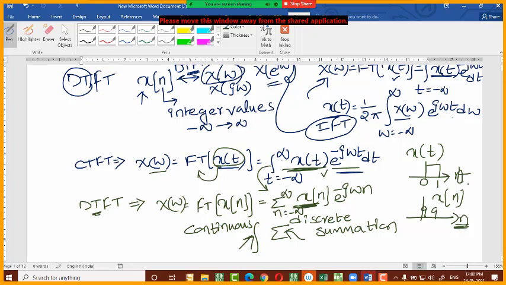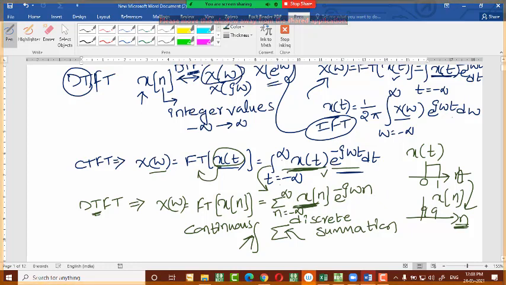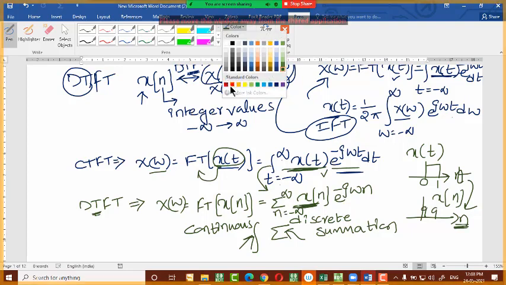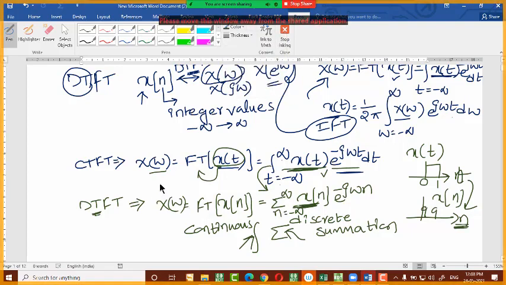So every t value is changed with n. Here also e power minus j omega t was there, and here I have written e power minus j omega n. If integration is there, we write dt. For sigma we will not write anything. So this is the formula for the DTFT. You are going to work with this formula only.